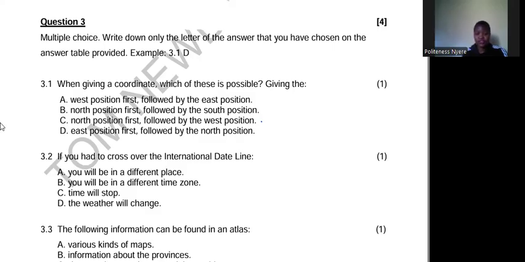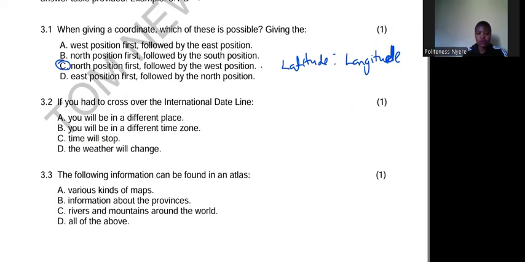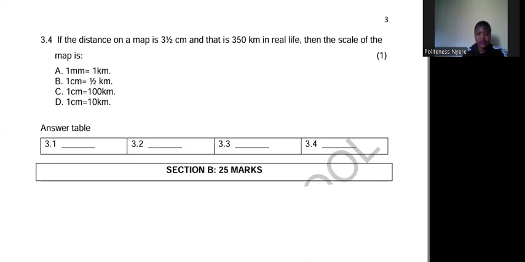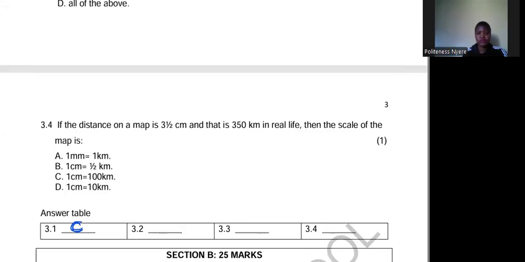And then D, east position first followed by the north position. Normally you give us the latitude first, followed by the longitude. So our answer here is C. So we are going to go and write C in the space that we were given.